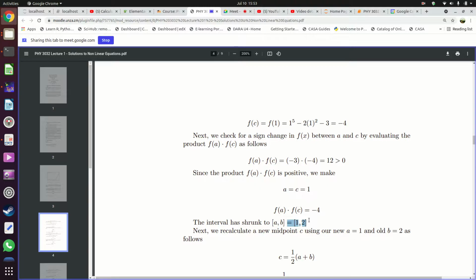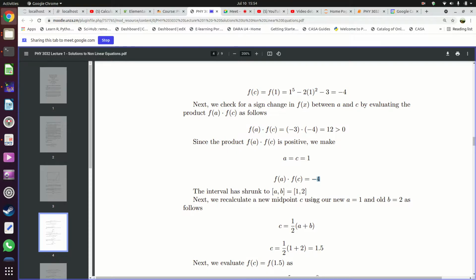It's clear, sir. Yeah, the odd one was 0, 2. Now, after we have found the midpoint, which was 1, then we check if there is a solution between A and C, which you have seen there is no solution. Then we make C become A, which is equal to 1. Then the value of the function f of C becomes f of A, which becomes minus 4.